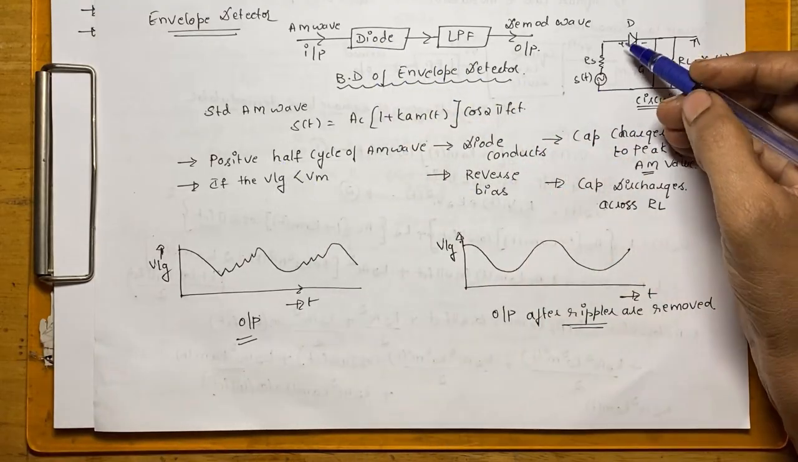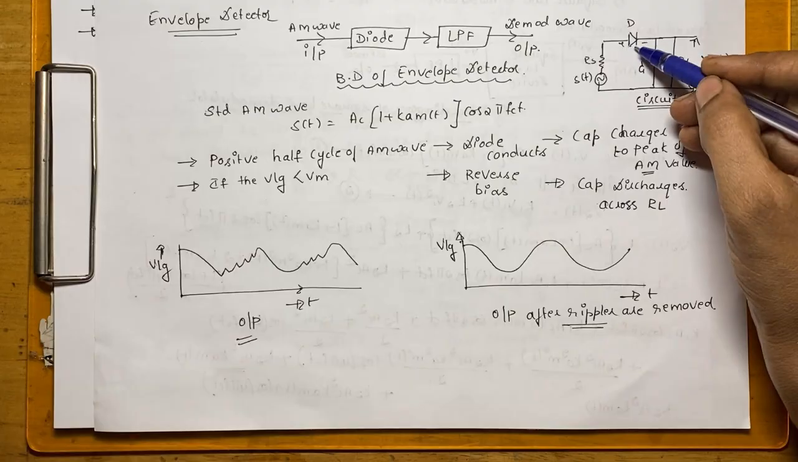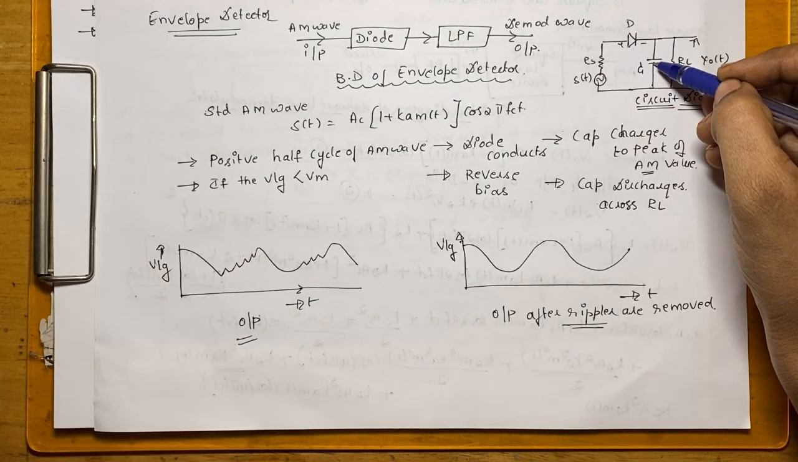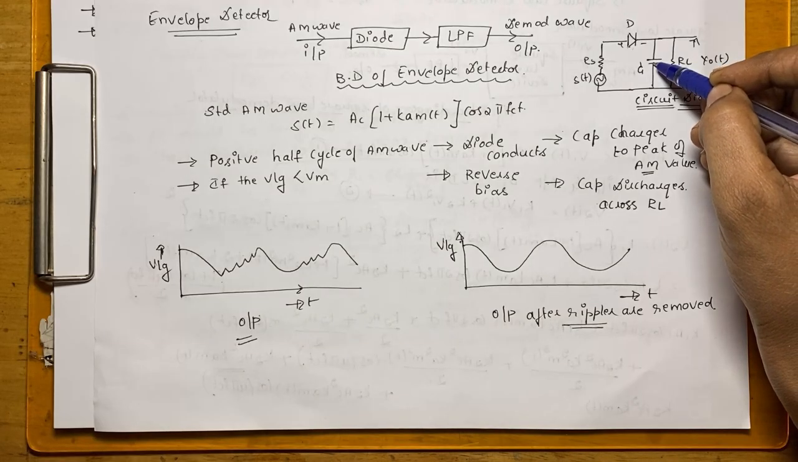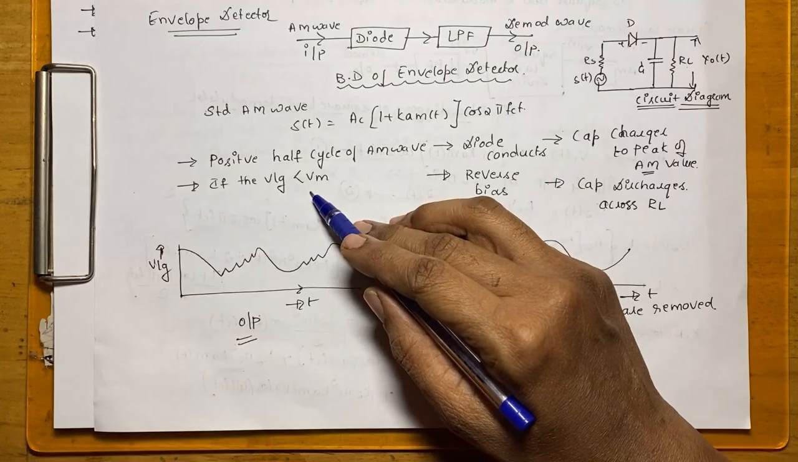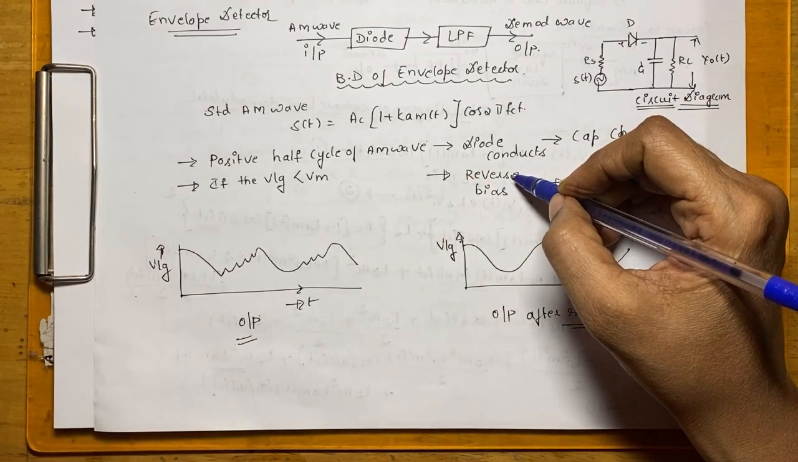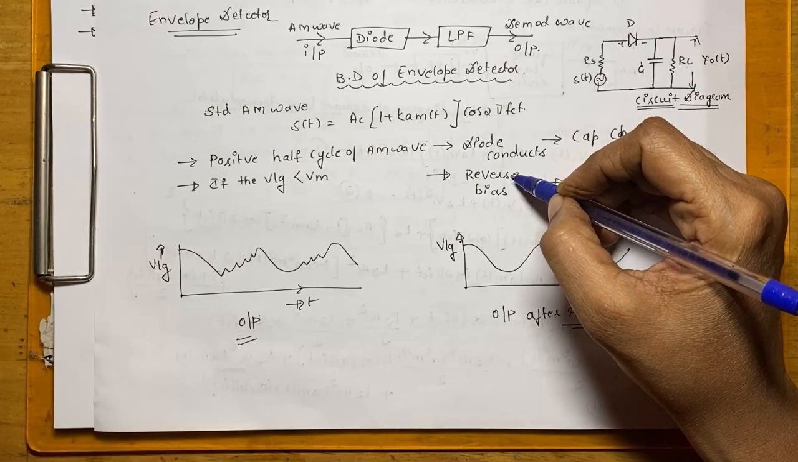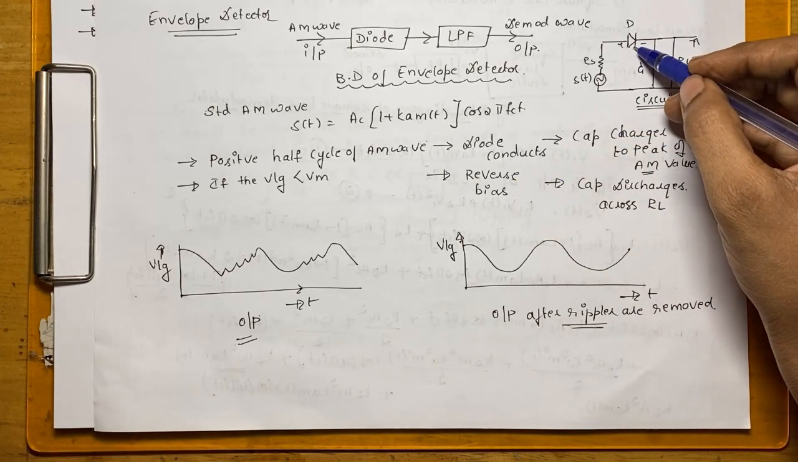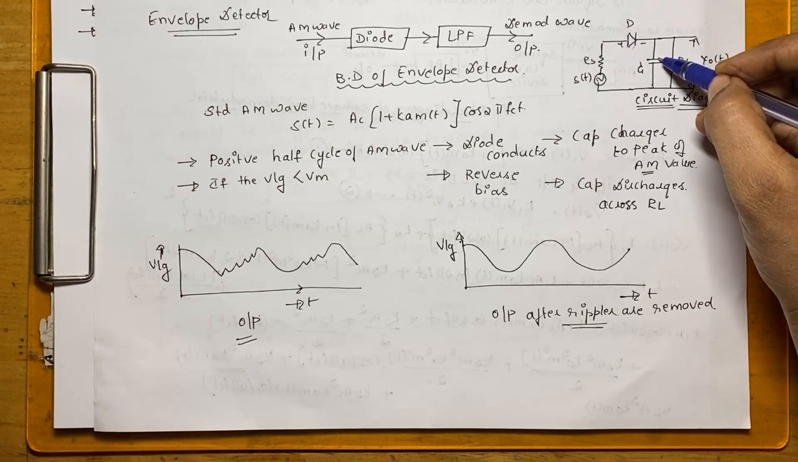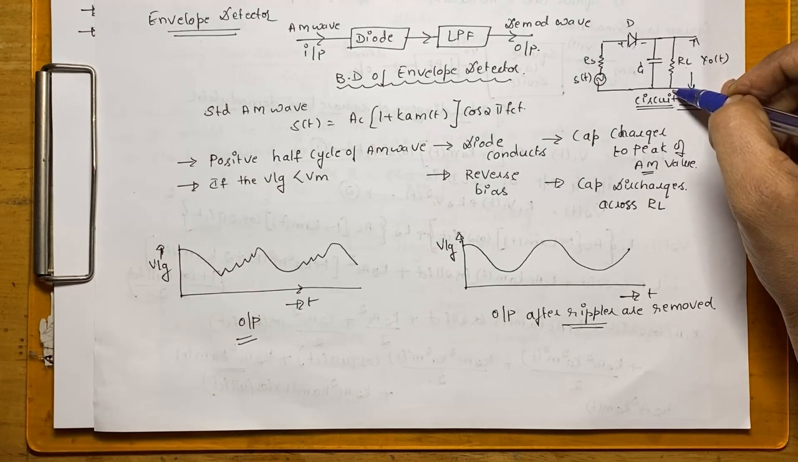In the positive half cycle of an AM wave, this diode conducts, and the capacitor will start charging to the peak value of the AM wave. Once that voltage falls below the peak, the diode will stop conducting, that is, it will be in reverse bias condition. When it is in the reverse bias condition, the capacitor will start discharging across the load resistor RL.